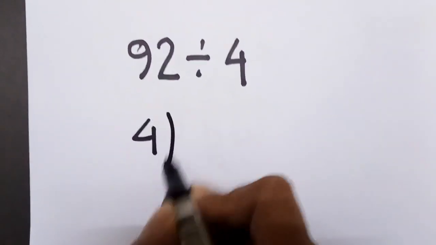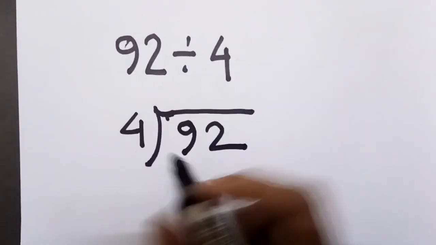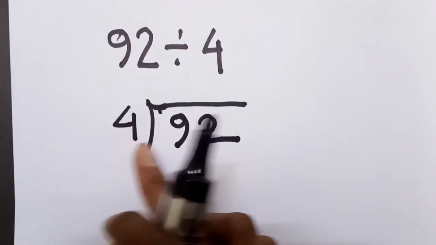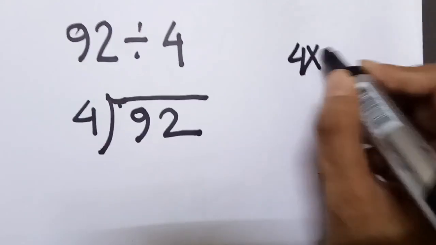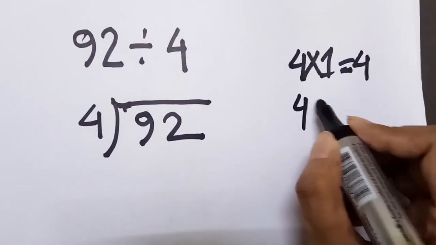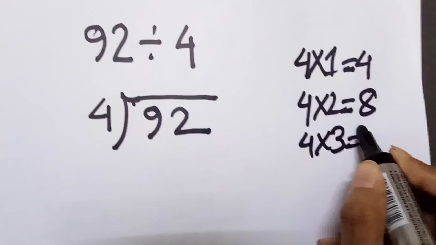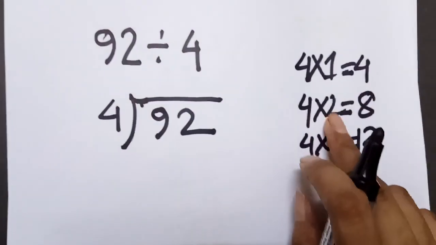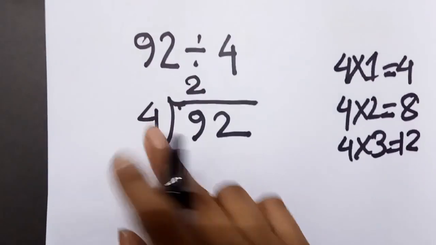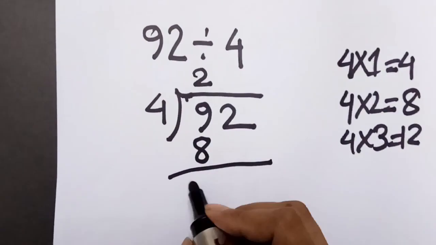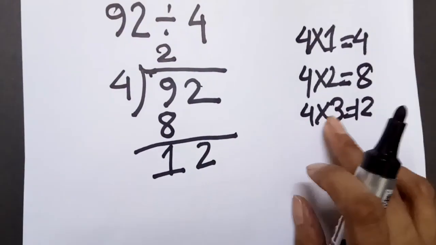Here is our problem. We have to write it vertically. 4 does not go into 9 once we take only 4 and 9. We look for multiplication. 4 ones are 4, 4 twos are 8, but 4 threes are 12, which is greater than 9. So we are taking 2. I am writing 2 over 9. 4 twos are 8. 9 minus 8 is 1. I am bringing 2 here.